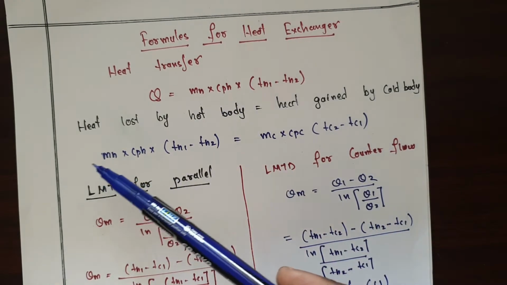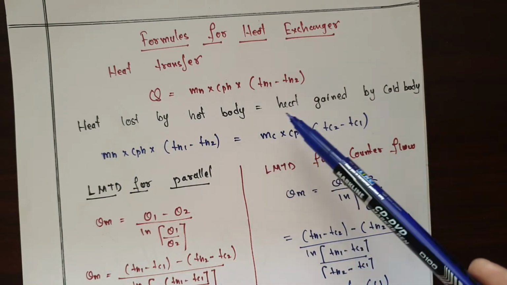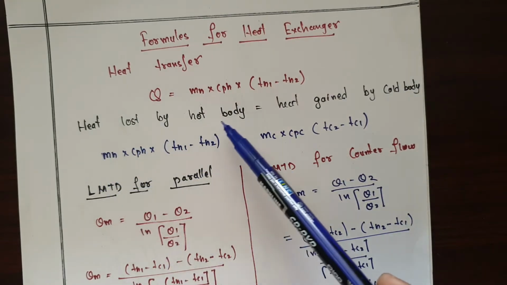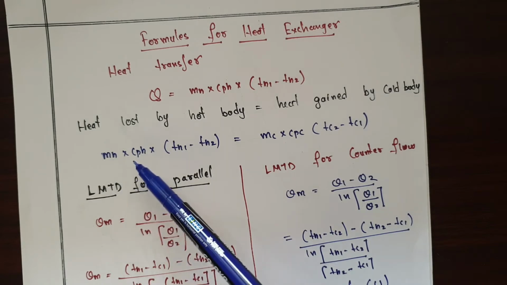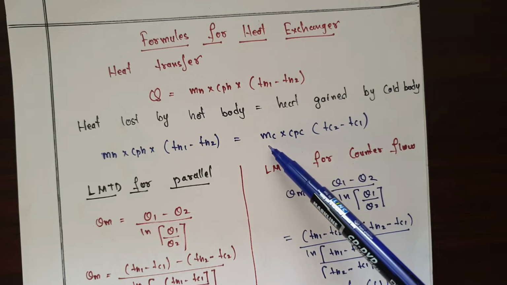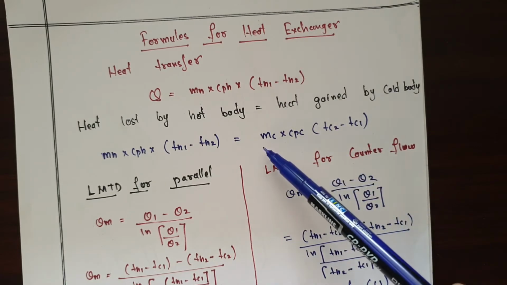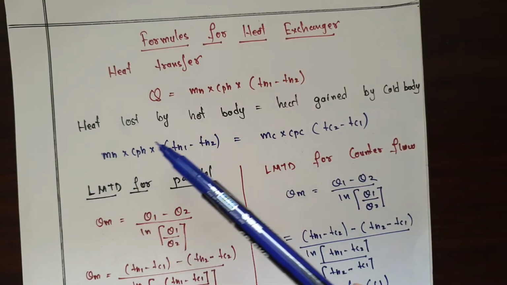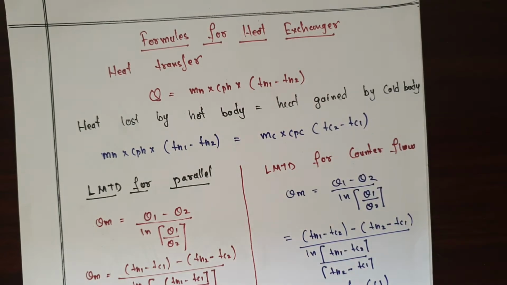Next one, you have to remember this formula. What is the formula? Heat lost by the hot body is equal to heat gain by the cool body. So MH CpH (TH1 minus TH2) is equal to MC CpC (Tc2 minus Tc1). So heat lost by the hot body is equal to heat gain by the cool body. This is the second formula.